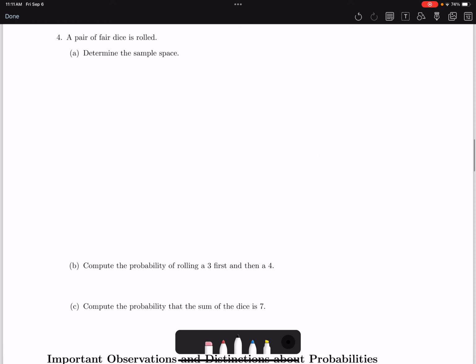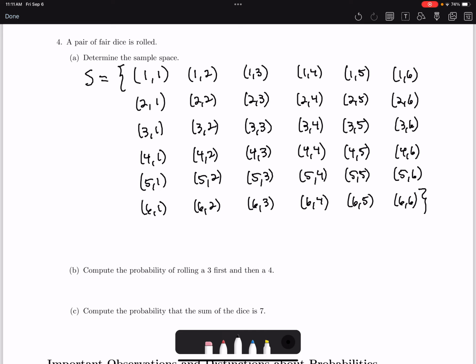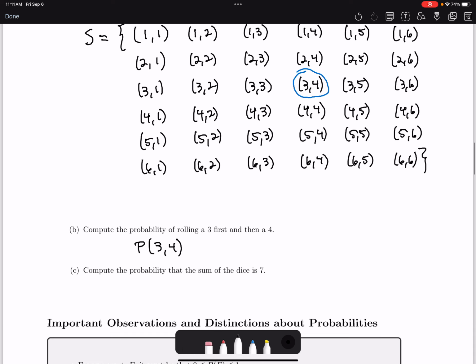Okay, part B asks, compute the probability of rolling a 3 first and then a 4. So probability that we roll a 3 first and then a 4. Well, there was only one of those in the sample space, right? So it would have to be 1 out of 36. Or as a decimal, that's about 0.0278 if we round to 4 decimal places.